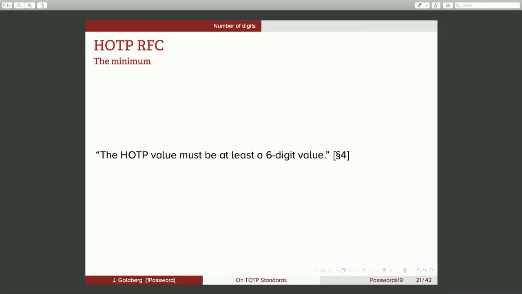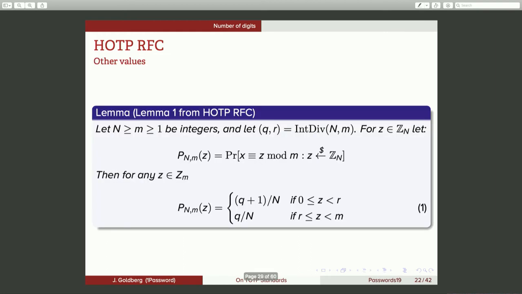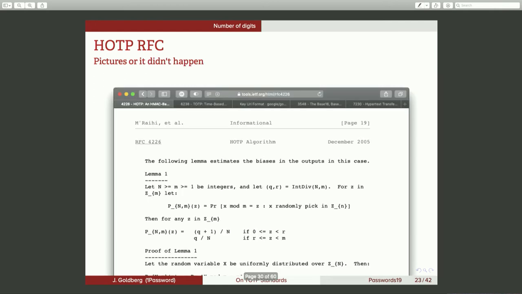But when we look at these number of digits, let's try to figure out what digits do make sense, or what the standards say. And the standards, back from the HOTP RFC, are really nice and clear. The number of digits must be at least 6. Great. Nice, clear statement from the RFC. Now, we have to ask, what does the RFC say about the maximum number of digits? It says this. And if you think I'm joking, there we go. Picture, that's the RFC. And really, there's no place else in the RFC that I could find where it said what the maximum number is.